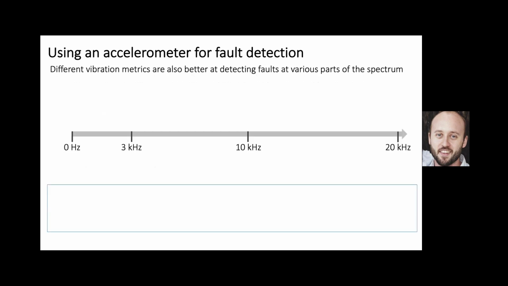So as I said before, an accelerometer measures acceleration, but acceleration as a vibration metric is not always the most useful for detecting some of these faults. So sometimes we're going to take that acceleration signal and convert it into other signals, such as displacement or velocity, in order to detect different types of defects.